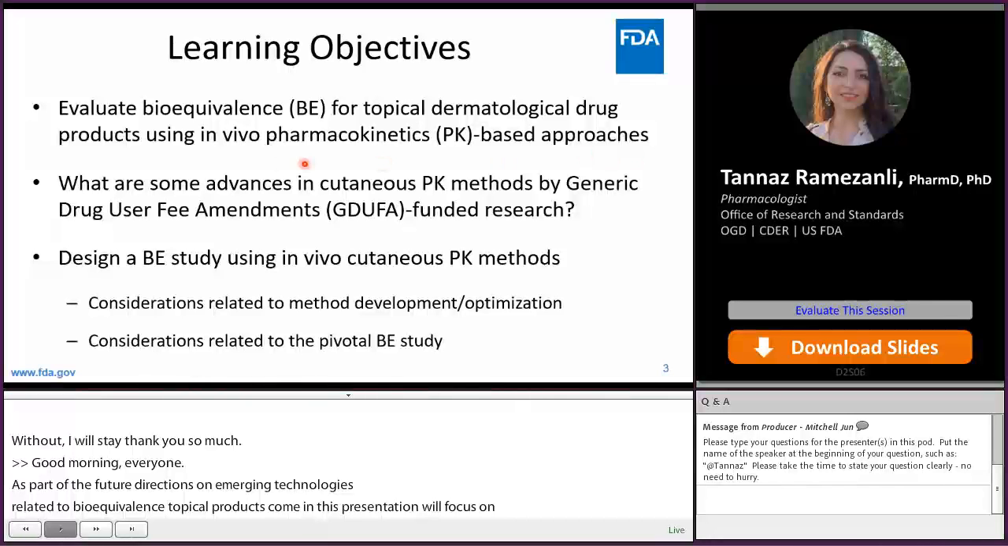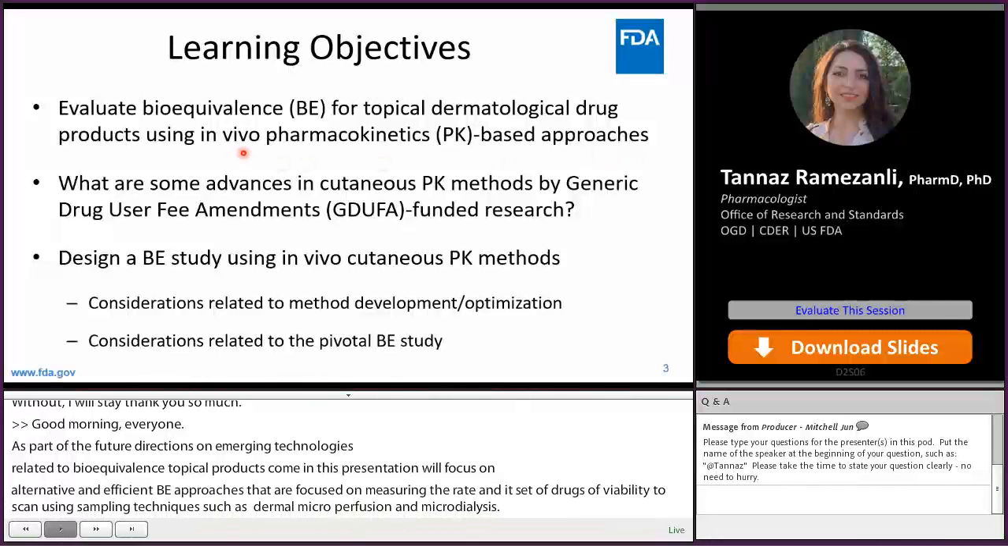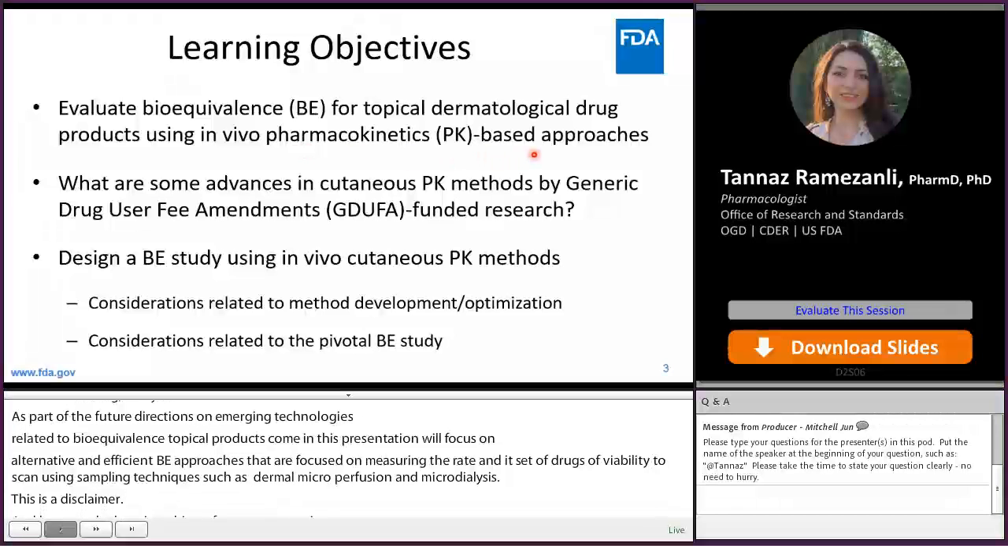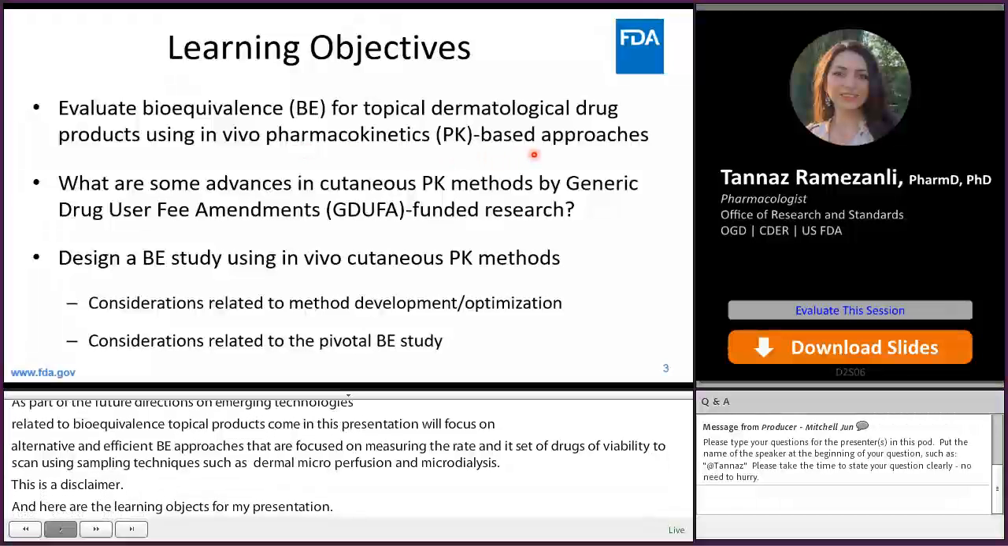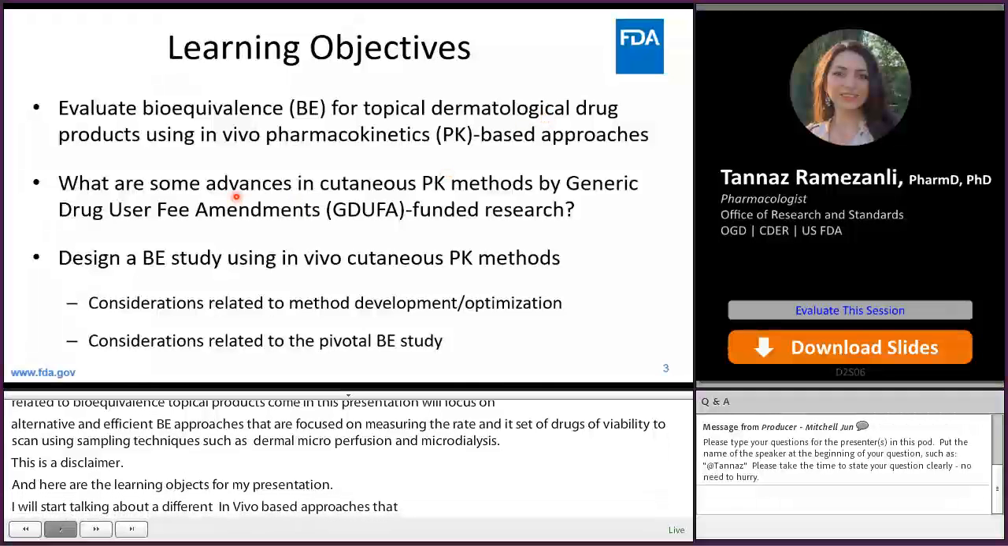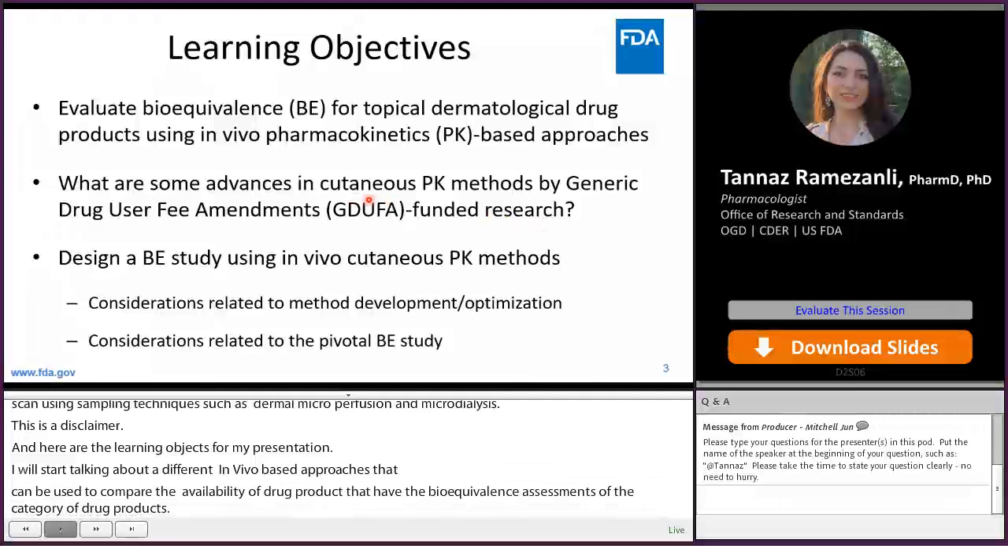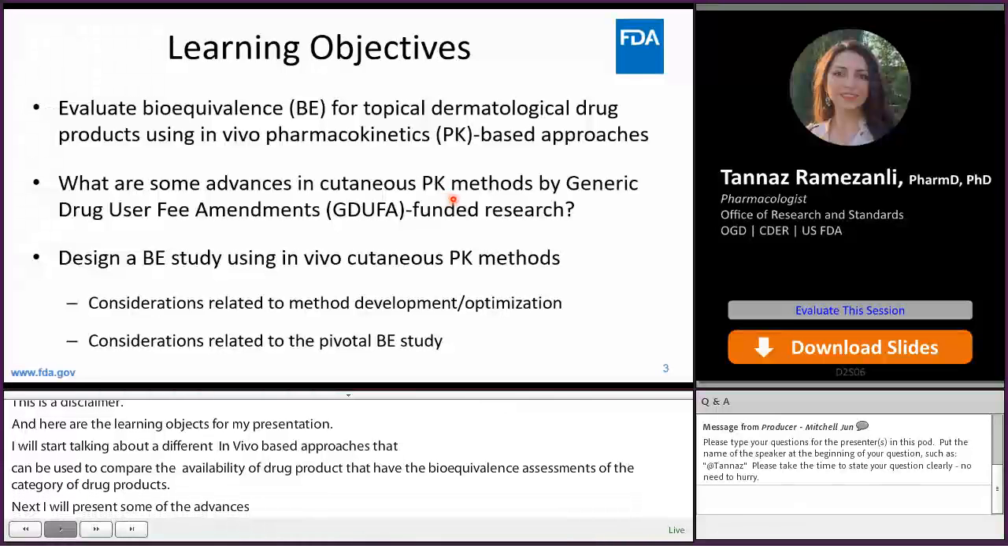So I will start by talking about different in vivo pharmacokinetics-based approaches that can be used to compare the bioavailability of topical drug products and have potential use for bioequivalence assessment of this category of drug products. Next, I will present some of the advances that have been made through GDUFA-funded research related to developing and optimizing some of these cutaneous PK methods, such as microperfusion and microdialysis, and evaluating them as a regulatory methodology.